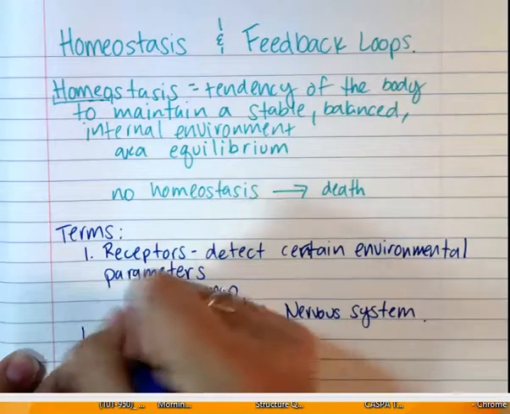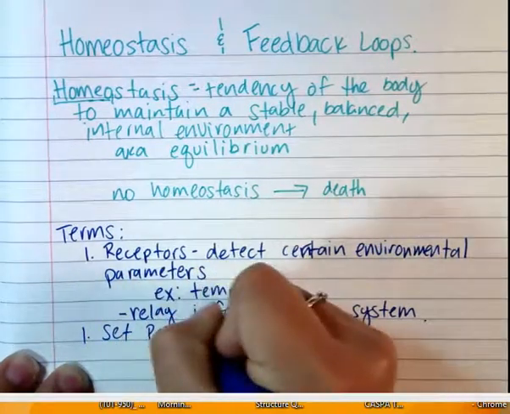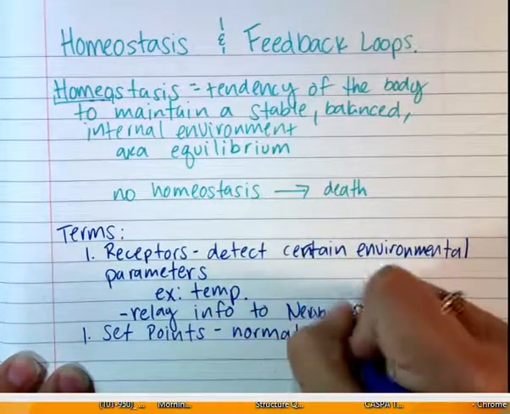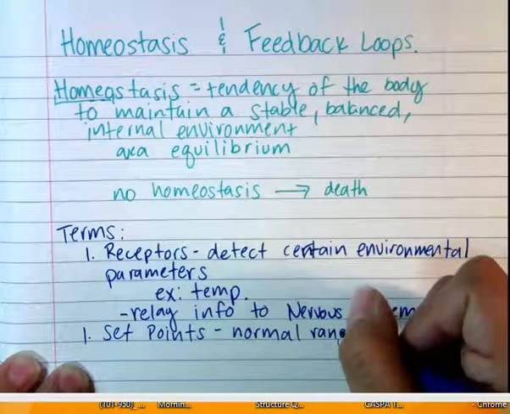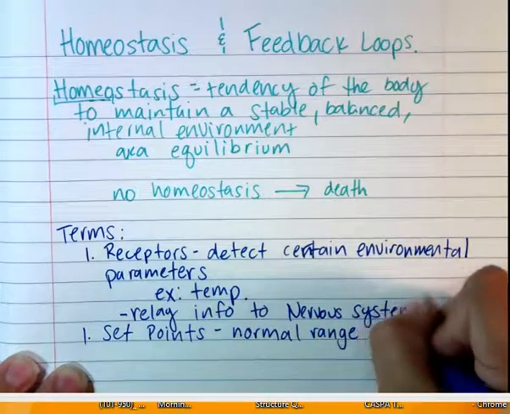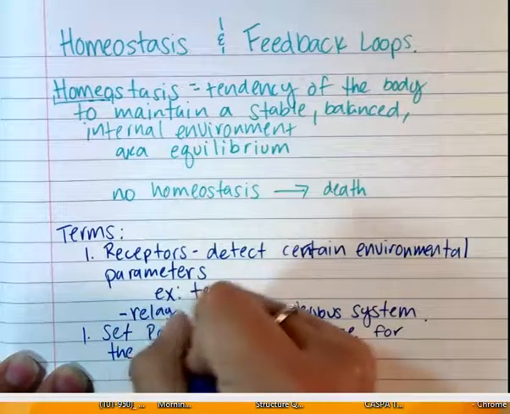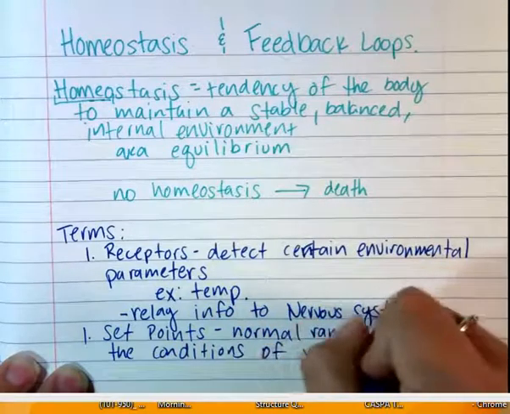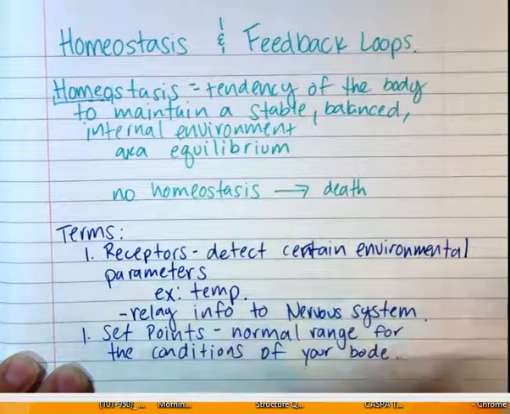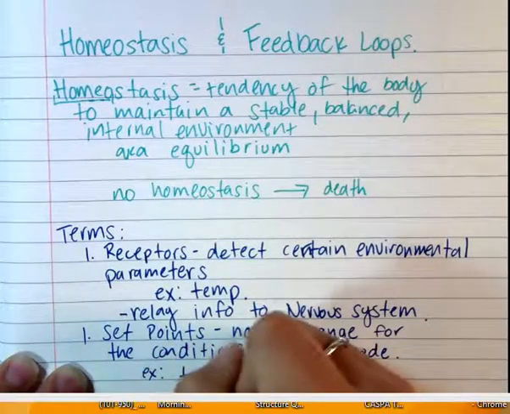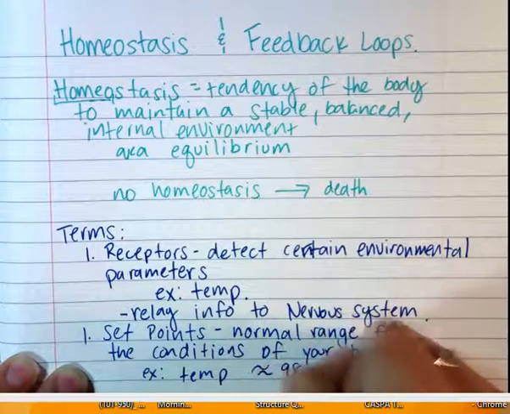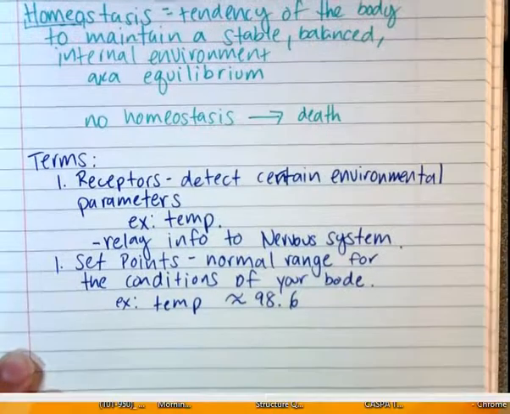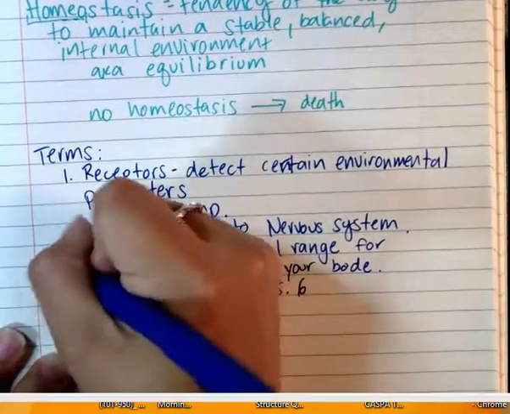The next term is your set points. That's going to be the norm or the normal range for the different conditions of your body. For example, temperature would be around 98.6. So that's the set point, somewhere within that range.